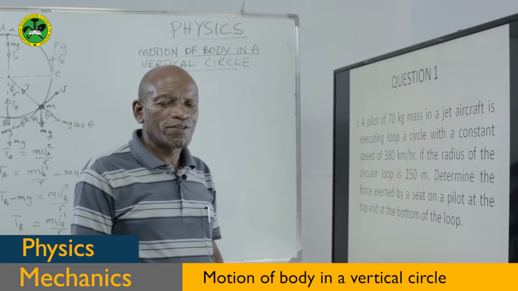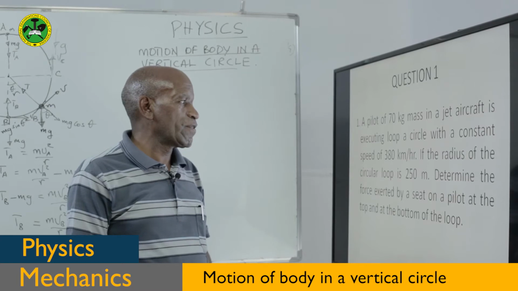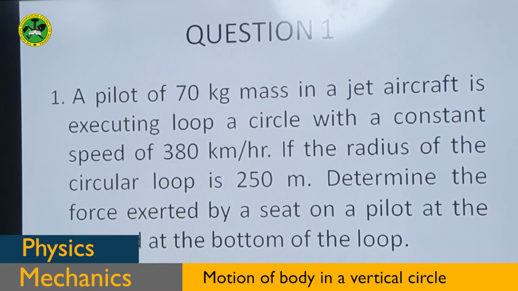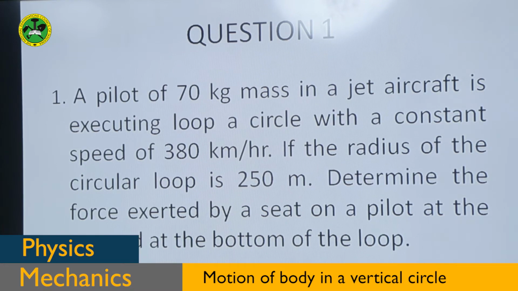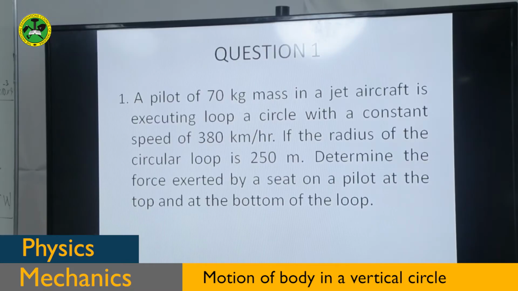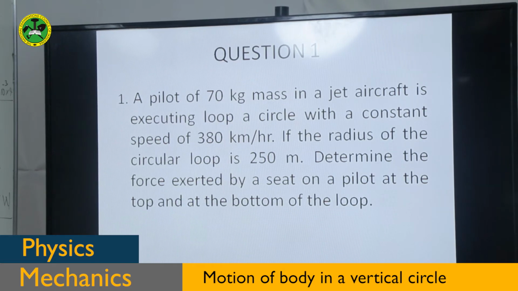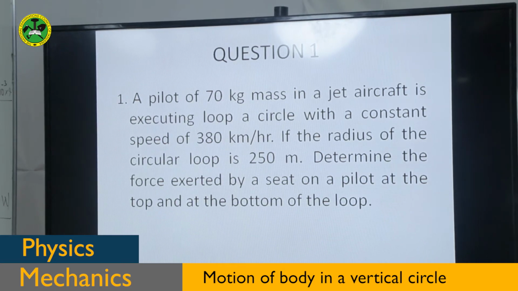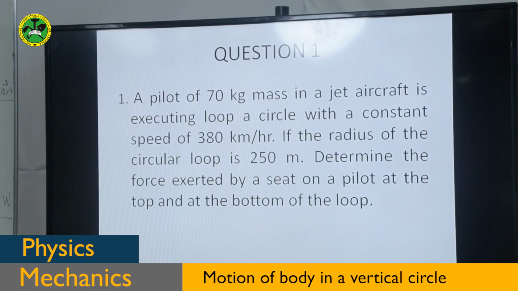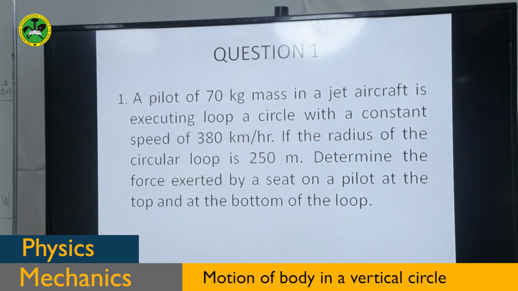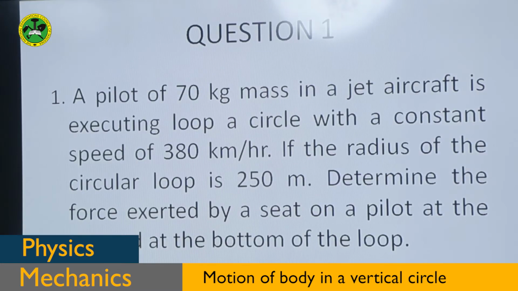Our first question is this one. It says that a pilot of 70 kilogram mass in a jet aircraft is executing a loop, a circle, with a constant speed of 380 kilometers per hour. If the radius of the circular loop is 250 meters, determine the force exerted by a seat on a pilot at the top and at the bottom of the loop.